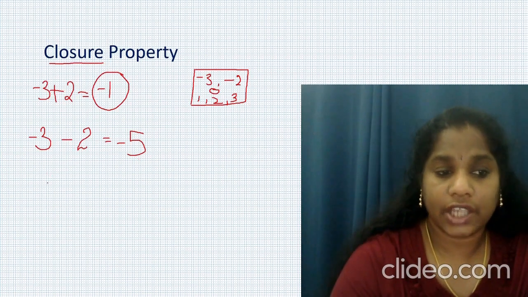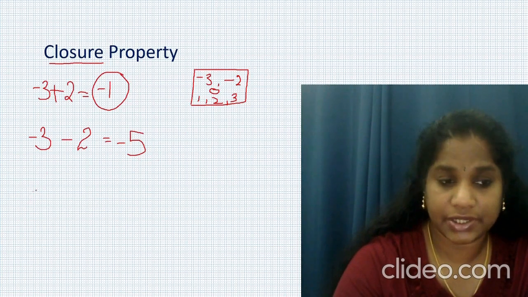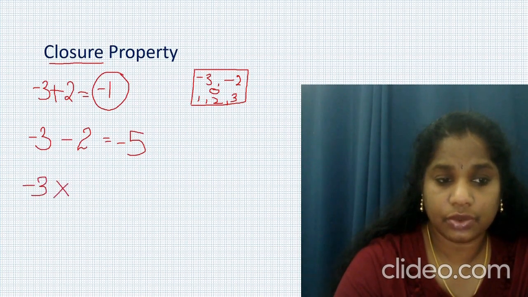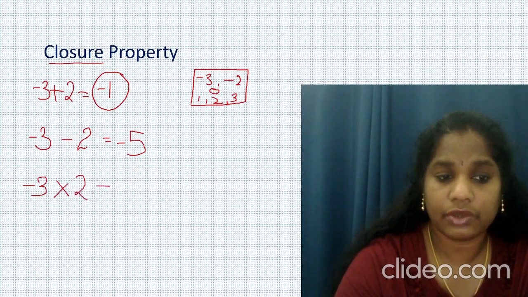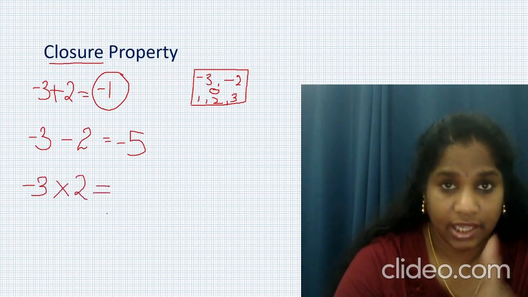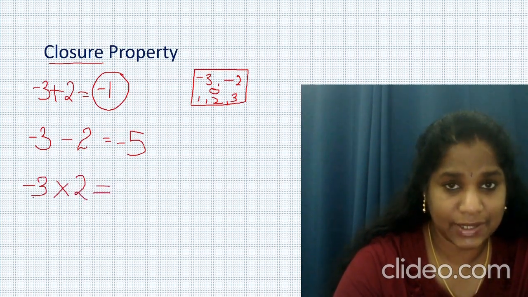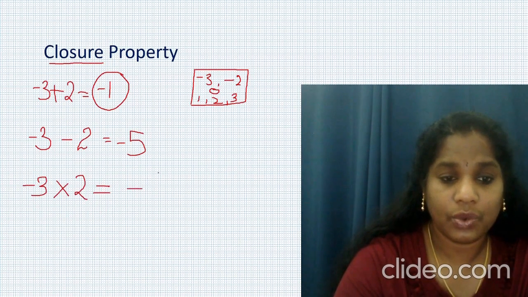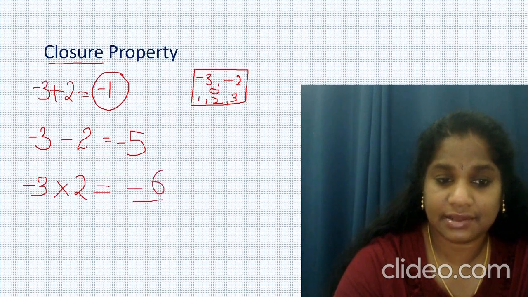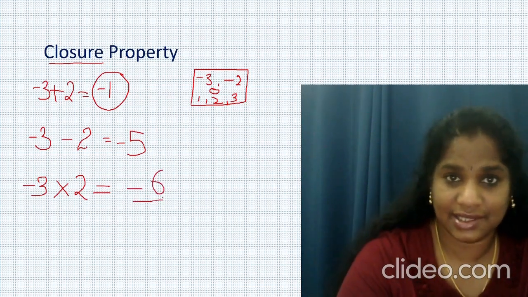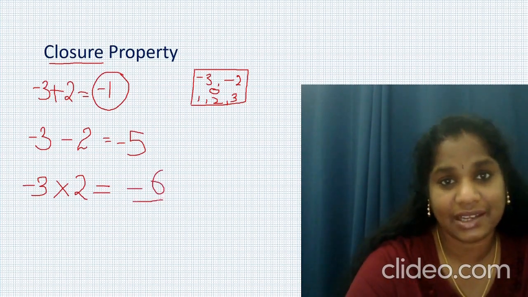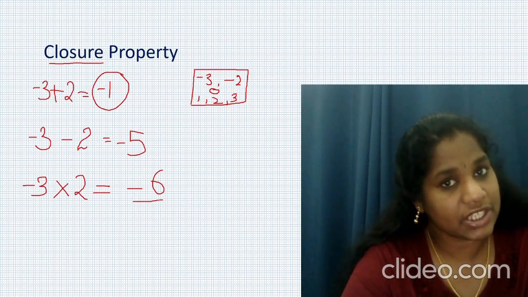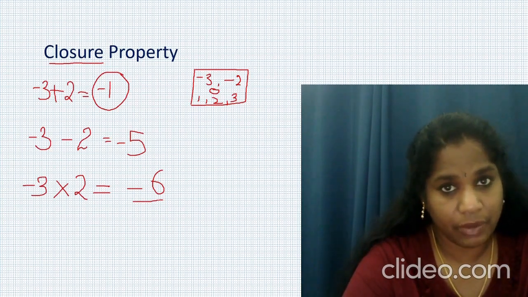Perfect. What can we say about multiplication? -3 into 2. What will be the result? In multiplication, plus into minus is what? Minus. So we will get -6. See, again that is an integer. Again it is coming inside the box. So multiplication also satisfies closure property.